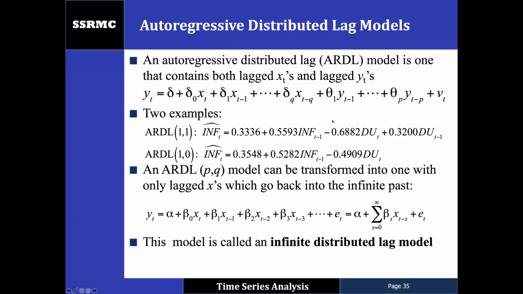An autoregressive distributed lag model contains lag terms of both the independent and the dependent variables, just like what we show on this slide, the first equation. It is quite commonly used because of its flexibility.